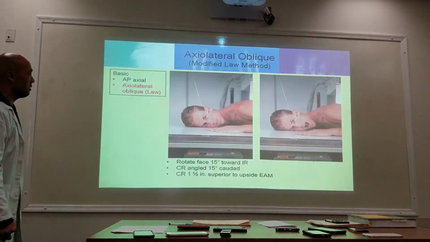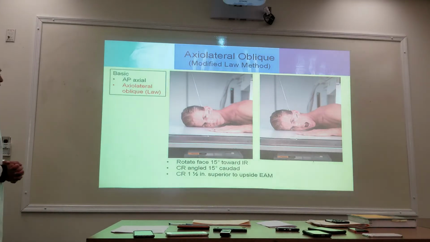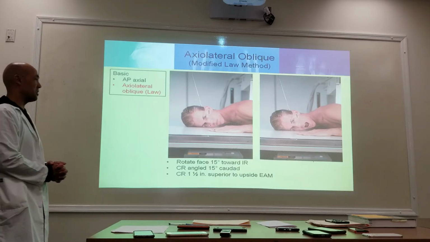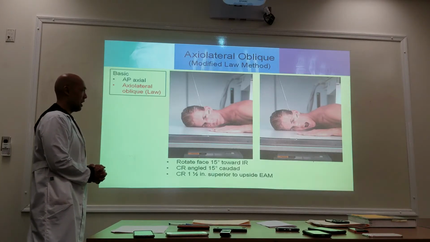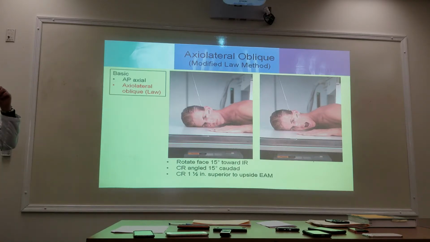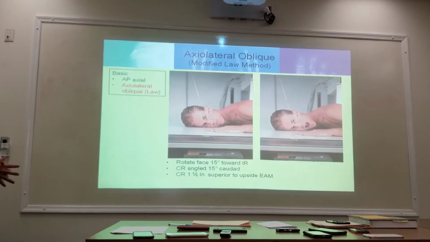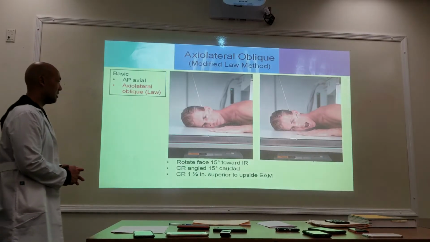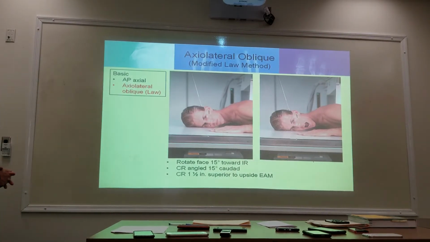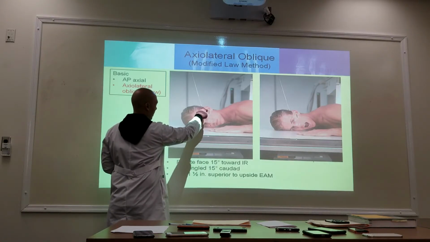Here is an axiolateral oblique. This is to assess the TMJs. From a true lateral position, we're going to rotate the face approximately 15 degrees towards the image receptor, with a 15-degree angle towards the feet. This is what they call the Law method, the 15-15: 15-degree rotation, 15-degree caudal angle to the affected side. Central ray is going to be 1.5 inches superior to the upside EAM.